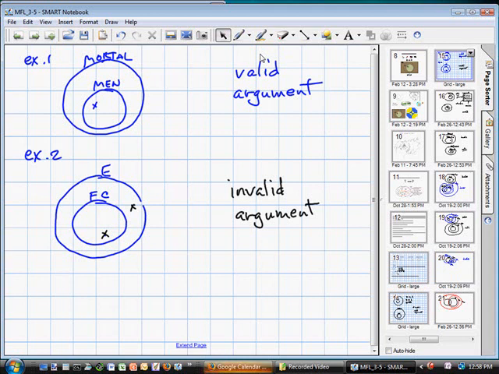Well, couldn't that be out here or in here? Is this looking familiar? Have we done something like this before? Seems like we did something like this in sets, didn't we? But anyway, would you agree that both of these are possible? So what do you think about the conclusion? Does my car have to be a foreign car? No, it could be over here. So is that a valid argument? No, that's an invalid argument.